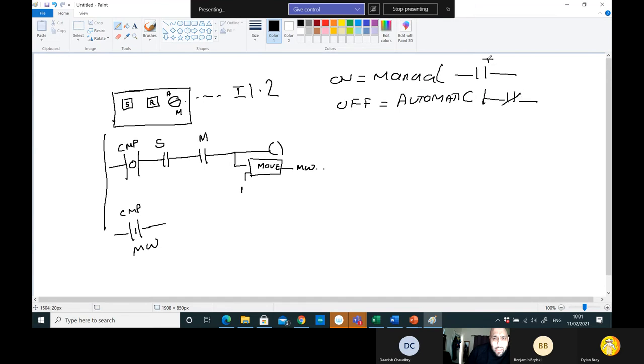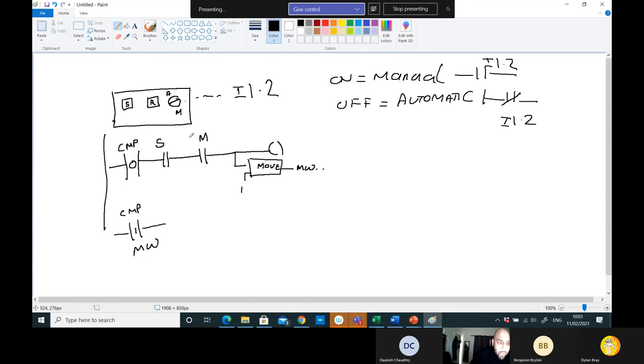And that is I1.2. It's also I1.2. Sorry about the diagrams. It's the same input. It's just one input, either on or off. So you've got two states of any switch, either on or off. But on the PLC, you can use two states of a switch to do two different operations. It's quite clever. So if the start button's pressed and it's in the manual position, that's going to be manual. So every time you press that, it'll start the program.